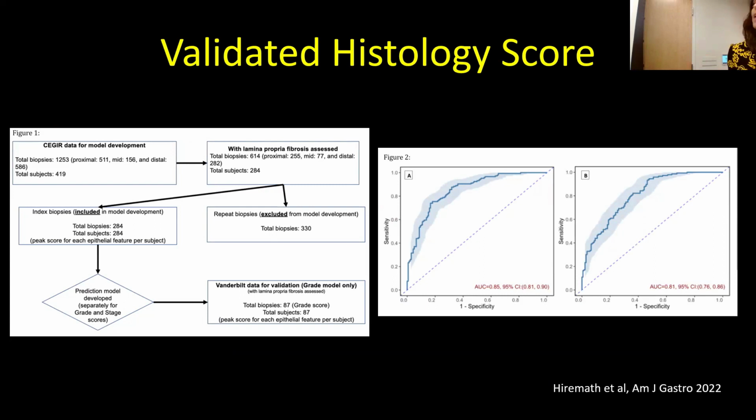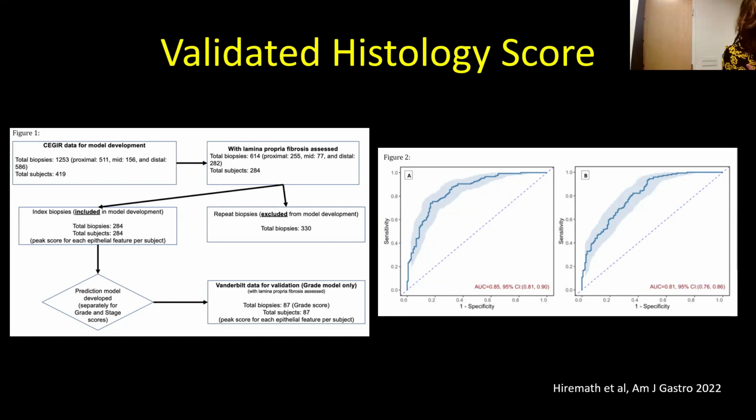And so Garesh Hiramath, who's at Vanderbilt, one of our junior faculty in our SEGR, which is our multi-center multidisciplinary network, showed that certain features of the epithelium, specifically dyskeratotic epithelial cells, which is really a very rare finding, and basal zone hyperplasia, correlate really nicely with the presence of fibrosis.